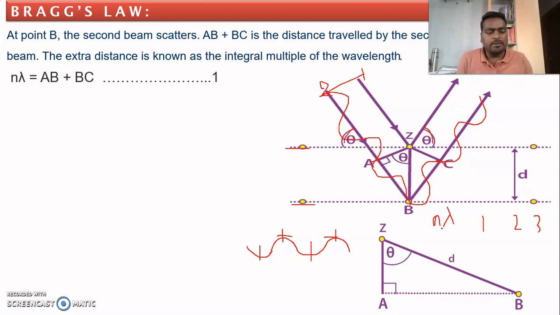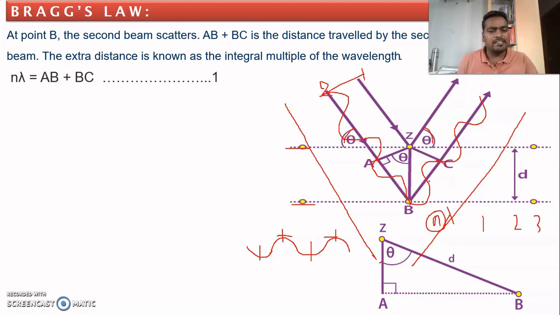But in some cases, 3 are involved. Suppose it is traveled in another plane, at that moment the number of waves may increase. So it depends on the number of planes which are passed. That's why we are going to use n. n means an integral number. It is the number of waves which are involved.